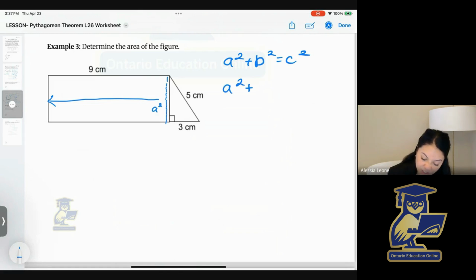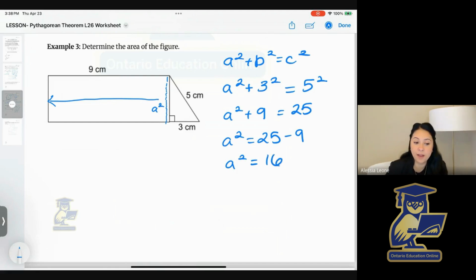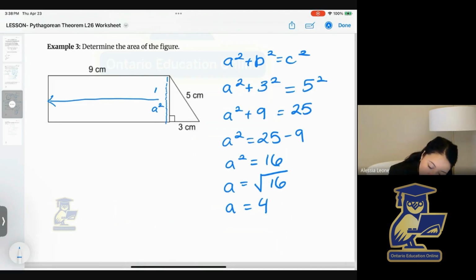So we need to find our a squared, b squared. We have b, and we have our hypotenuse. 3 squared is 9, and 5 squared is 25. So now a squared, we'll bring the 9 over to the other side of the equal sign, which makes it a negative. A squared is 16. Now we need to find the square root of that to get a. So a equals 4. So this is 4.